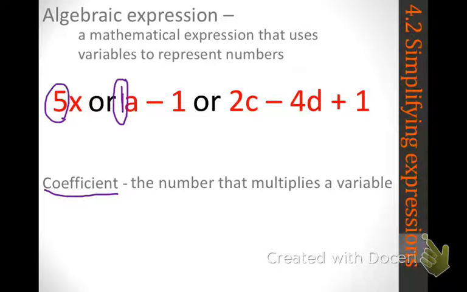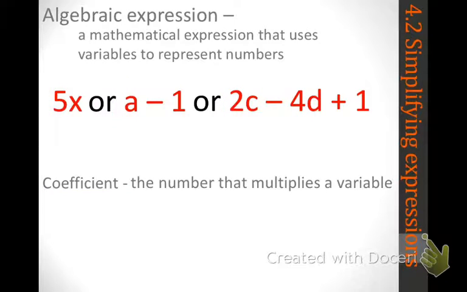There are a couple coefficients in the third algebraic expression. 2 is a coefficient because it's multiplying the c. And then you got to be careful here. We say that negative 4 is the other coefficient here. And it's negative 4 because it's multiplying the d. So those are all coefficients. Those are all numbers that multiply variables.